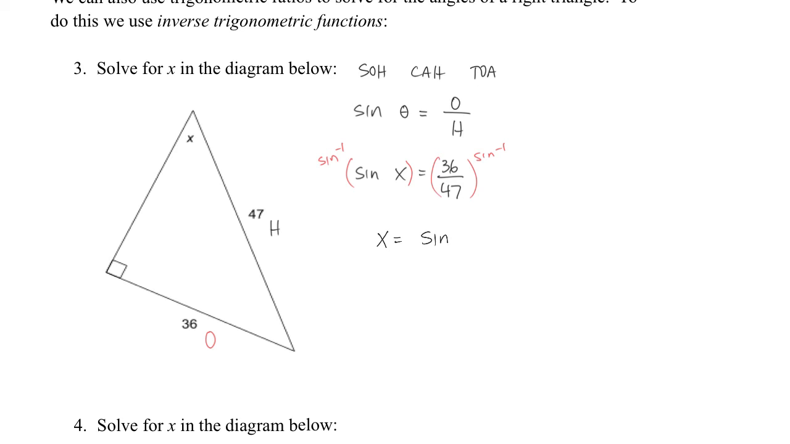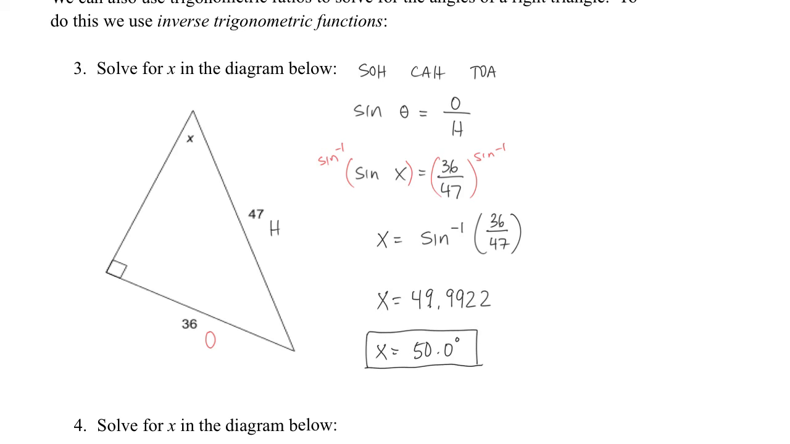On the right-hand side, I need to go to the calculator and do the inverse sine of 36 over 47. Refer to the calculator video that I created in terms of how to use the calculator here. But inverse sine of 36 over 47 is going to be 49.9922. If I round to the nearest tenth here, that's going to be 50.0 degrees. The only time that you use these inverses is when you're trying to find the angle. Otherwise, you use regular trig functions.